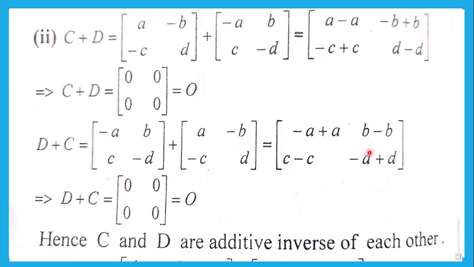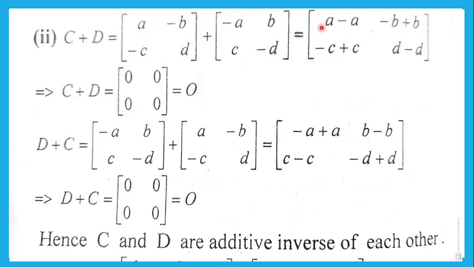Now coming to part 2, C plus D. Now we have matrix C and we have matrix D. What we will do is simply add these two matrices and see if in the solution we have 0 elements or not. So similarly we will just add C plus D. So the C matrix is this one, D is this one.